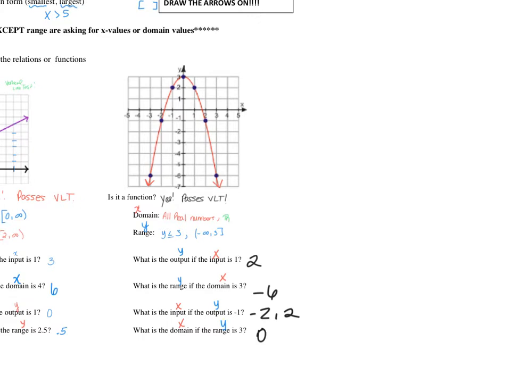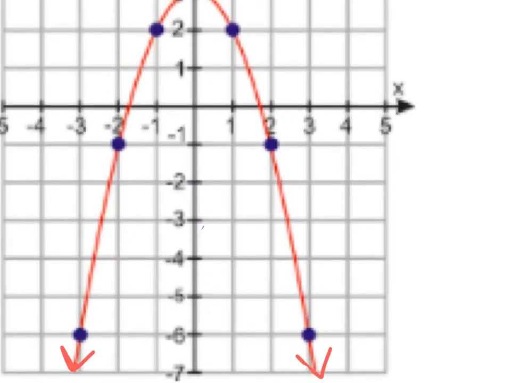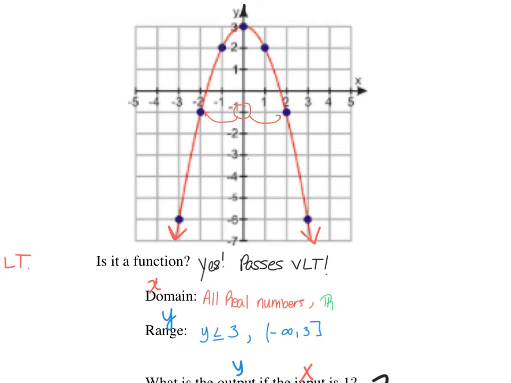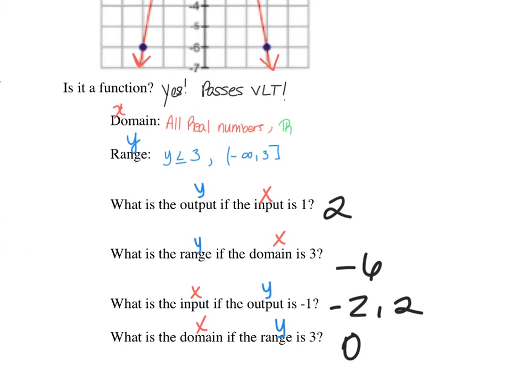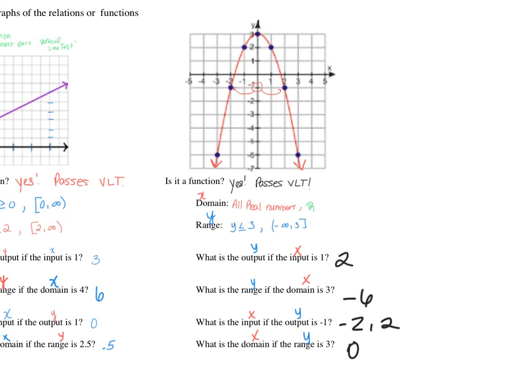The next one should be a bit of a challenge for a majority of you. This is one that we haven't really done before. What is the input if the output is negative 1? So I want to find out what my x value is, but I only have my y value. Well, if I look, my y value is negative 1. So I have a negative 1, and I hit it at negative 2, and I hit it at 2. So I can say that my inputs are negative 2 and 2. And then last but not least, what is the domain if the range is 3? Well, I go to my range is 3, so my y equals 3, and I hit it with 0. And that's it.